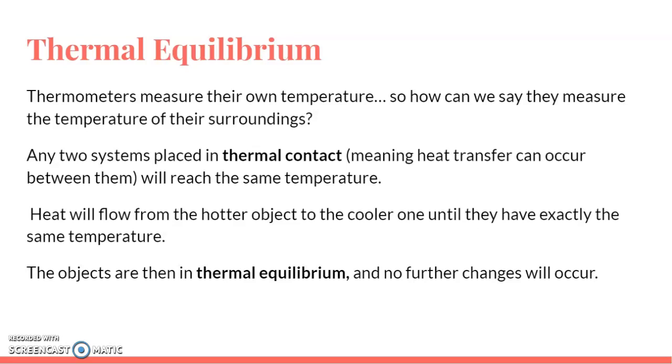Any two systems that are placed in thermal contact, which means that heat can transfer between the two objects, will eventually reach the same temperature. You probably remember from chemistry class that in heat transfer and thermal contact, heat flows from the hotter object to the cooler object until they're the same temperature. This is called thermal equilibrium, and no further changes are going to occur.